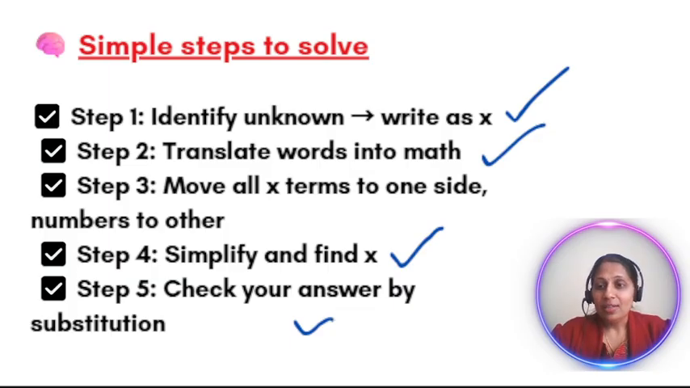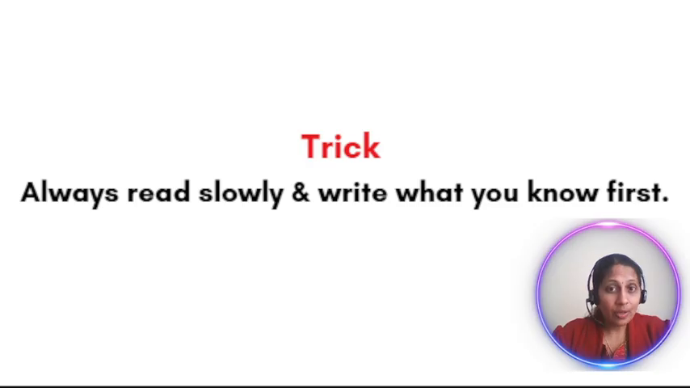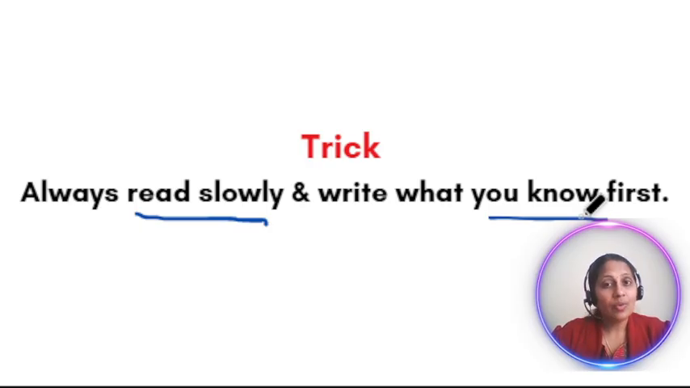Okay. Now let's quickly see the trick. Whenever a question is there, first step, read slowly and write what you know first. This is a very simple but very effective trick when it comes to word problems. Read slowly, understand it, and then write down what is given and what is asked.